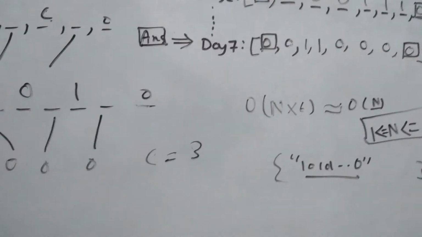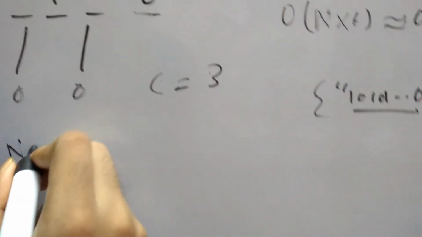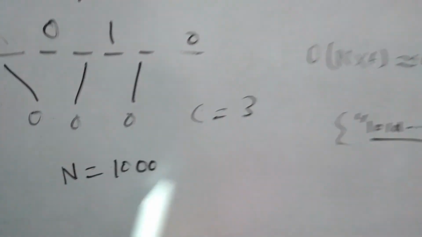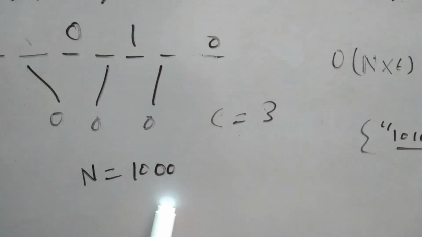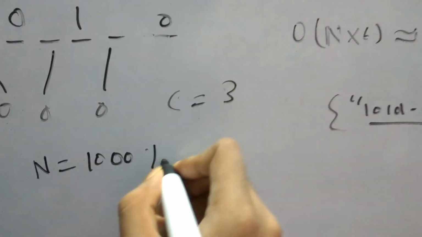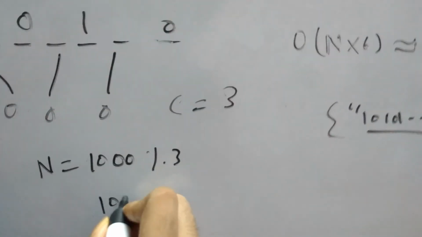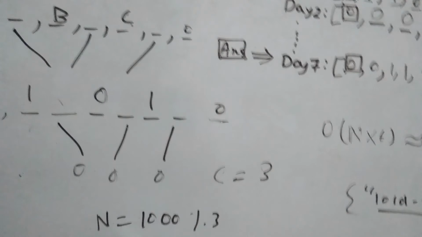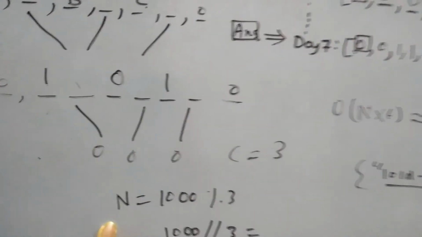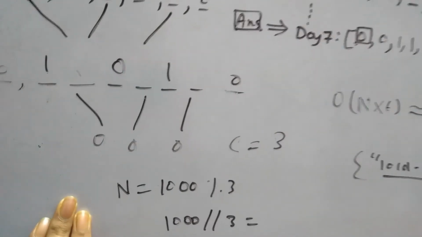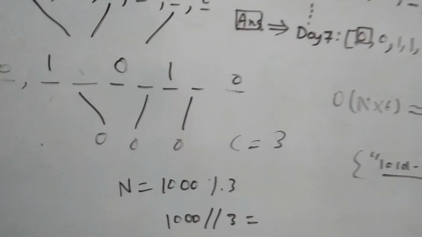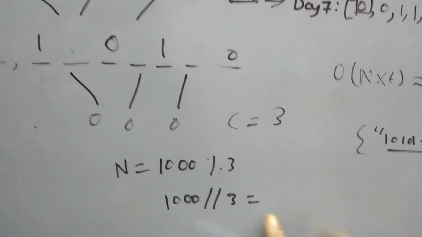So let's say the cycle count C is 3. That means after 3 values we are getting a cycle, and the n given over here is a very big number, let's say 1000. So we don't need to perform 1000 operations, we just need to perform 1000 mod 3, because 1000 by 3 will be the number after which the cell which was given on the first day will again come back and have the same value, because it is neutralizing each other. So after that, however many values are left, that many operations we only have to do.